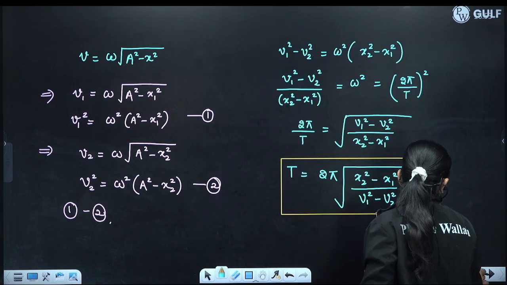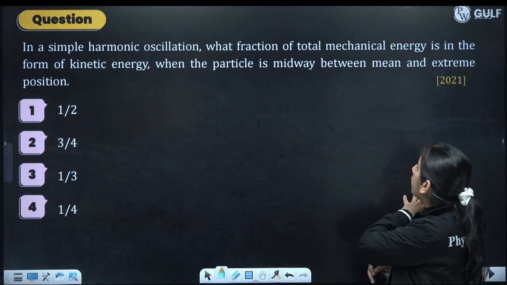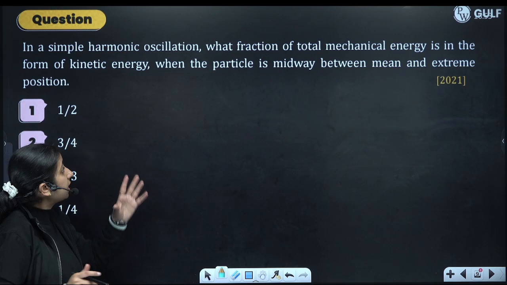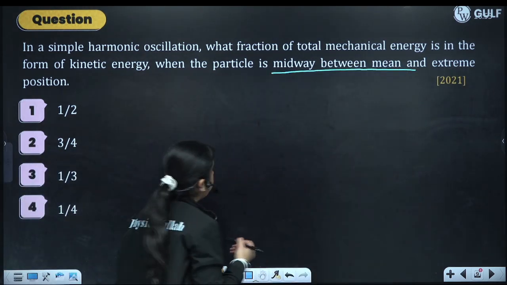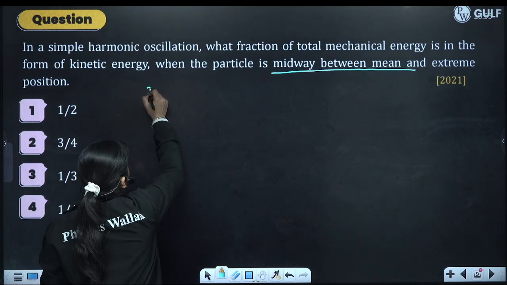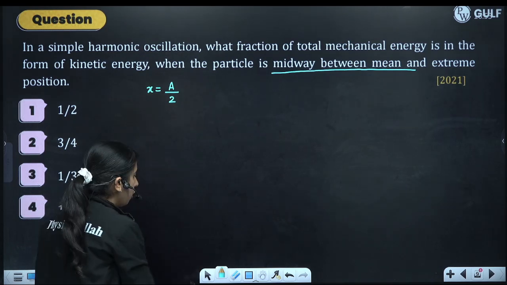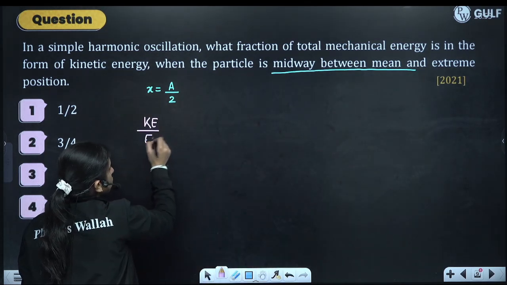See next question. In a simple harmonic oscillation, what fraction of total mechanical energy is in the form of kinetic energy when the particle is midway between mean and extreme position? Midway between mean and extreme means x is a by 2. We have to find the ratio of kinetic energy to total energy.